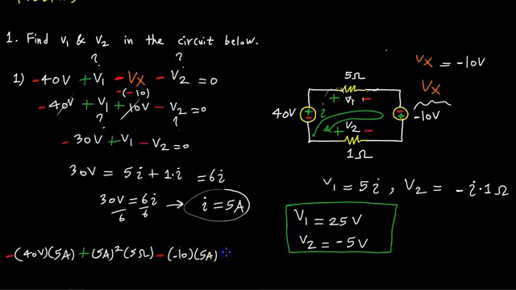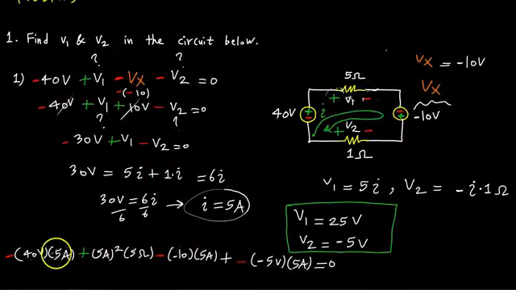And finally, I'm going to say, okay, the current is going clockwise, so it's going to go from negative to plus here, and that's going to be a minus sign again, and that's going to be V2 times 5 amps. So V2 is what? Negative 5 volts times 5 amps. All of that must equal 0. So now let's see, is that true?